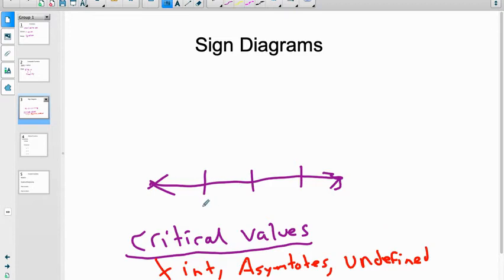So then you mark whatever those values are on the graph, and then you state whether the function has positive or negative y values. So if it has positive, put a plus, negative, put a minus, and so on.